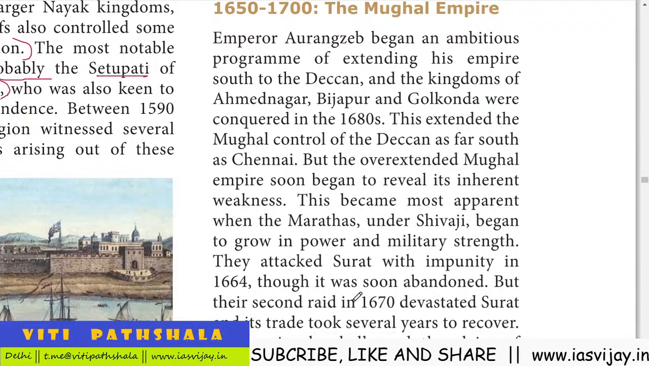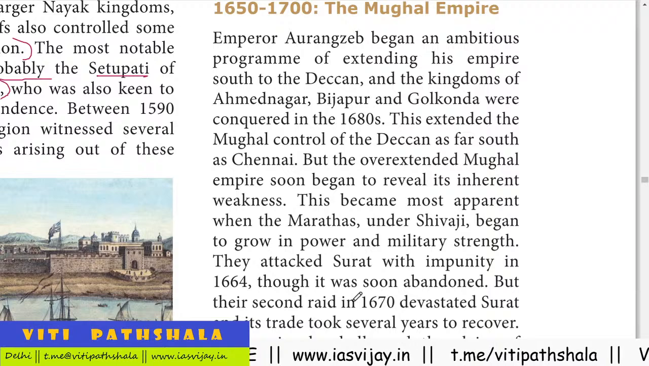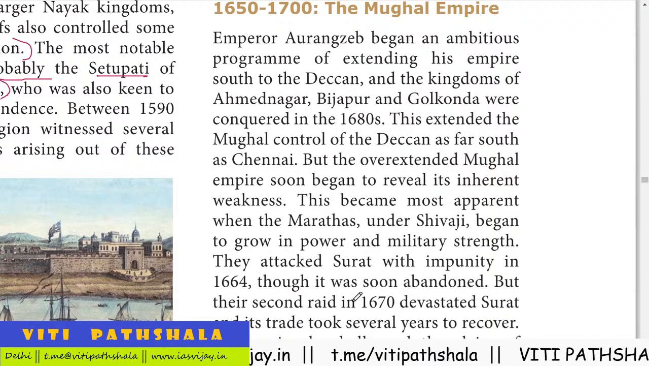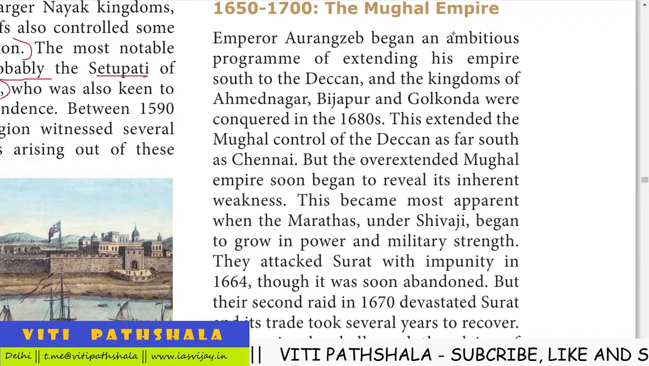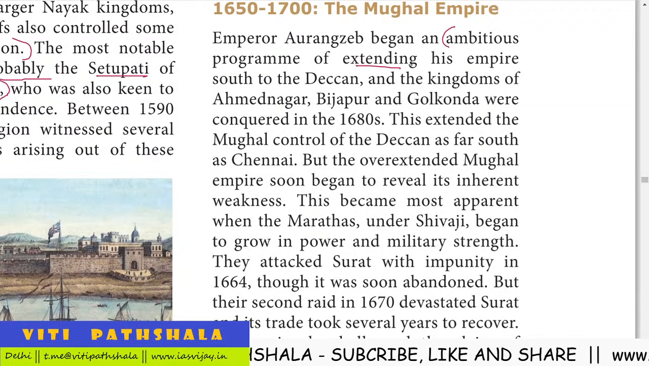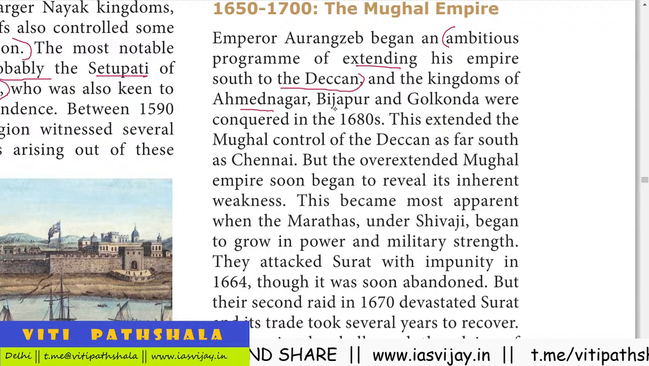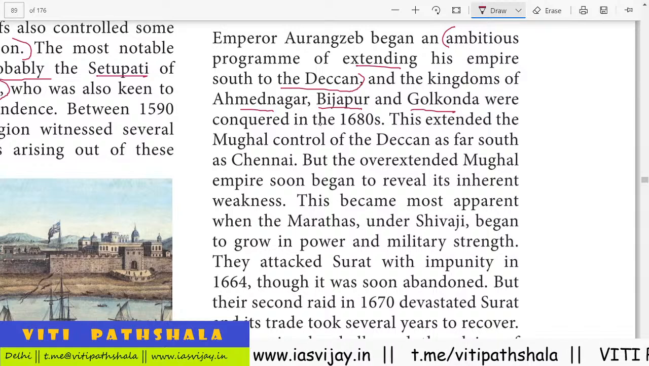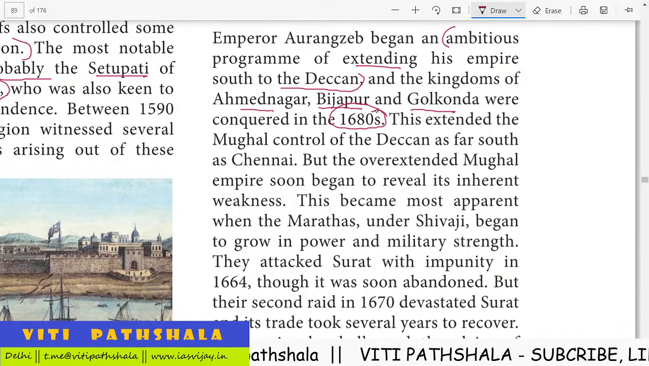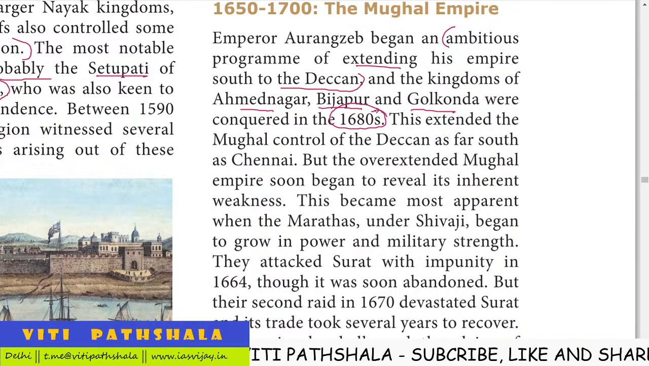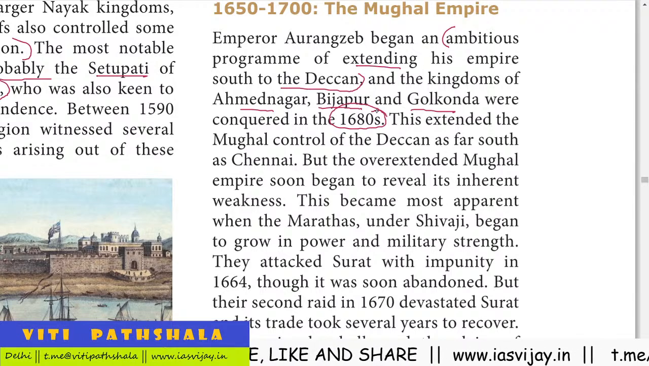Now, next comes the 1650 to 1700 period, the Mughal Empire again. The Emperor Aurangzeb began an ambitious program of extending his empire south to the Deccan, and the kingdoms of Ahmednagar, Bijapur, and Golconda were conquered in the 1680s. This extended the Mughal control of the Deccan as far south as Chennai.